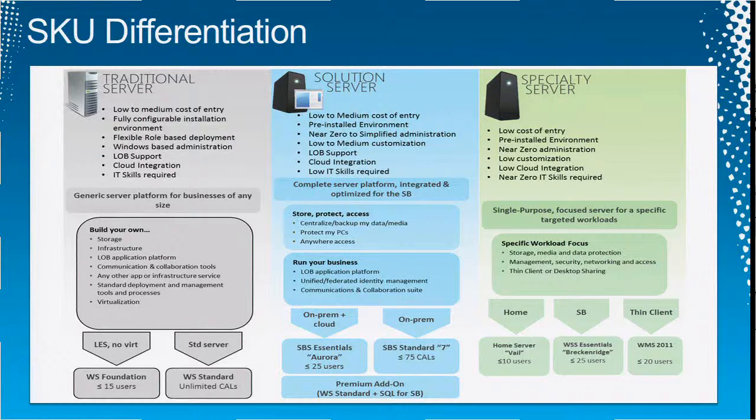Our solution servers are focused on small business servers, so they're focused on SBS 2011 Essentials and SBS 2011 Standard, or what we called Aurora and SBS Standard, SBS 7 in the old days. And the core difference between them, as I explained before, is user count. One can support up to 75 users, one can support up to 25.